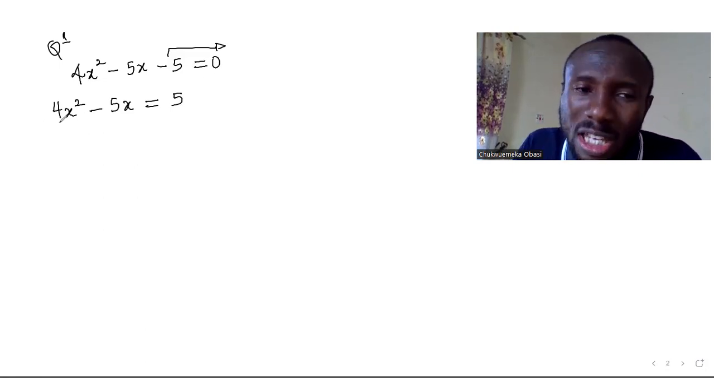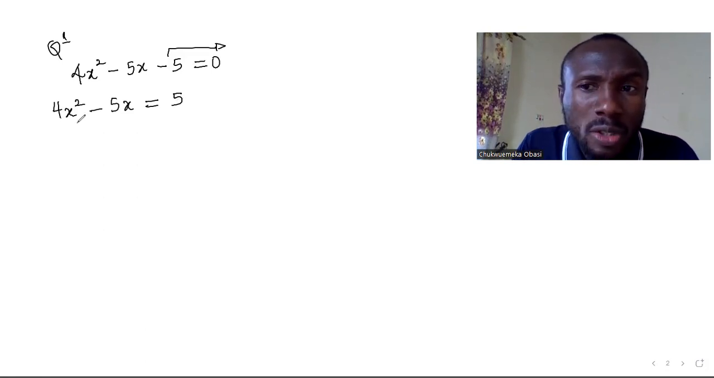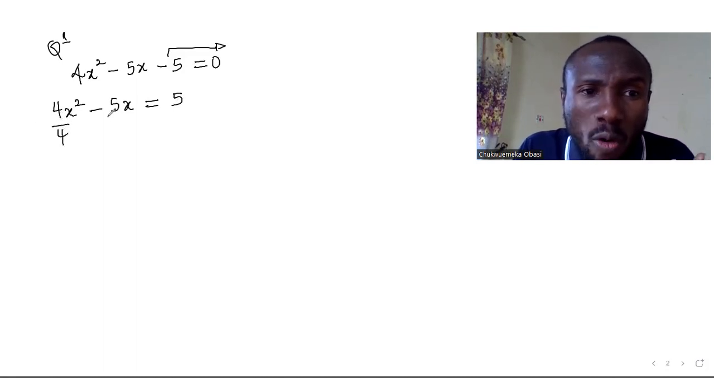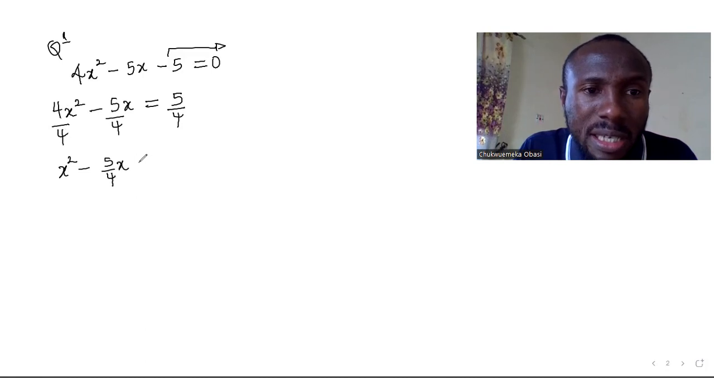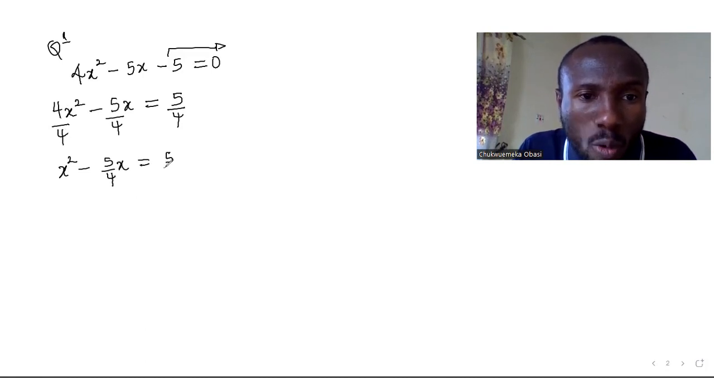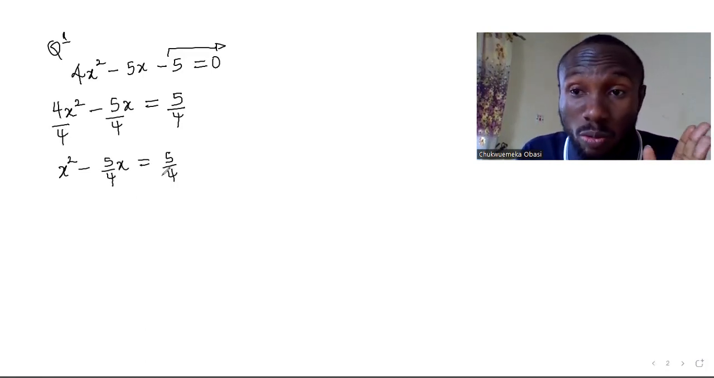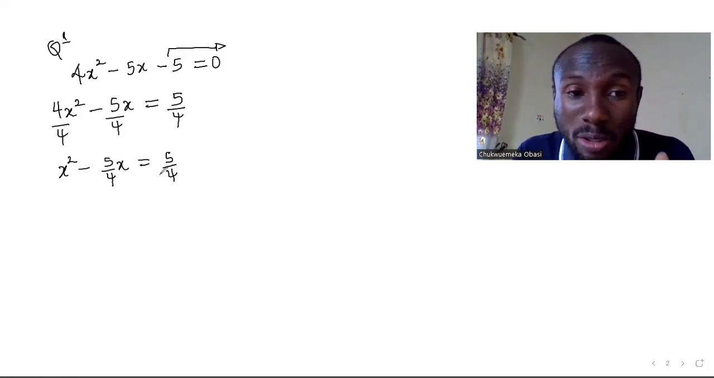Step 2, if there's any coefficient of x squared, you want to divide everybody by that coefficient of x squared. Now, if you look at this guy, it has a coefficient of 4. So I will divide everybody by 4 just to get rid of that coefficient. So here it becomes x squared minus 5 over 4 x is equal to 5 over 4.